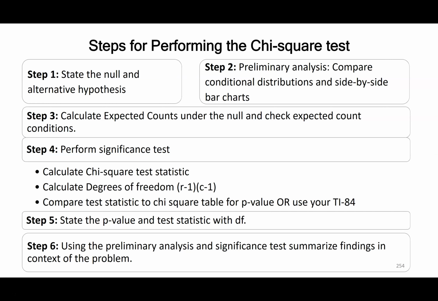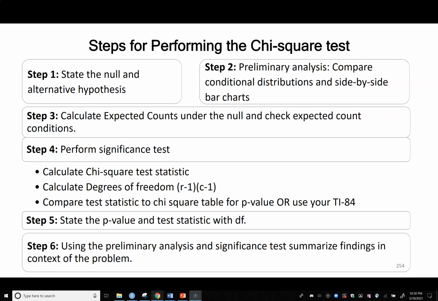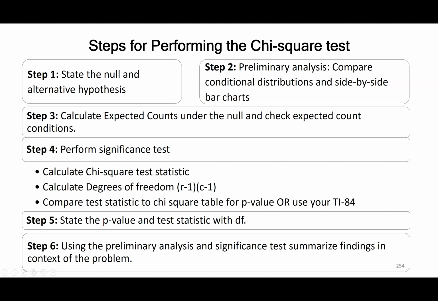Step 2, we're going to do preliminary analysis. We're going to look at tables of the conditional distributions. Then we're going to look at side-by-side bar charts, which are usually the most useful visual tool we have for this. Then we're going to calculate the expected counts, given that the null is true and we really shouldn't expect different distributions for different rows or different columns. Then we perform our significance test.